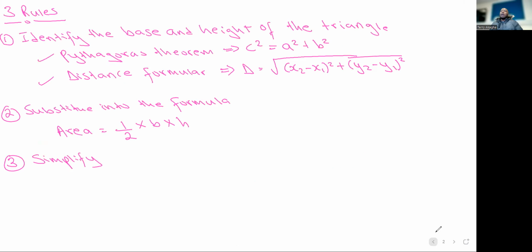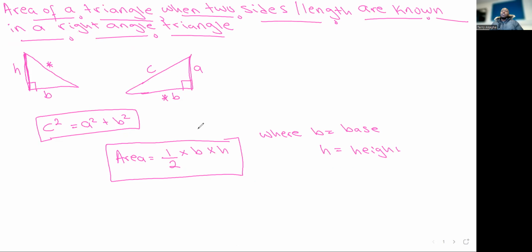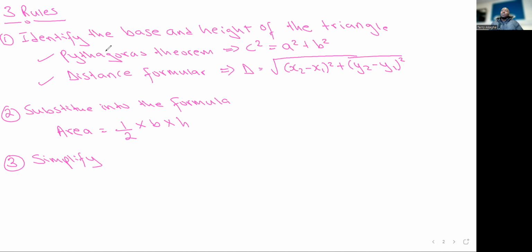So this is for area when you know 2 sides of a right angle. Like I said, you can get a third side by using either Pythagoras theorem or the distance formula. The most important sides to know are the base and the height, and the area is 1/2 base times height. In order to do this, you first identify the base and height, then you substitute into the formula, then you simplify. All right, that is that for that.